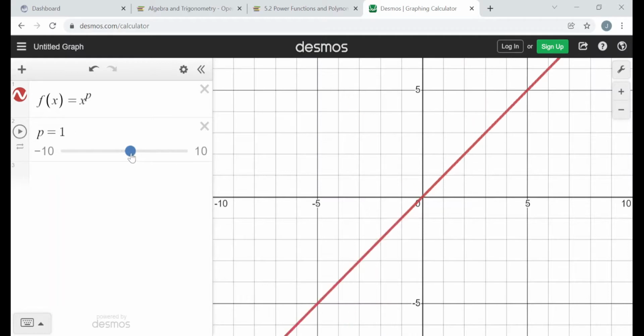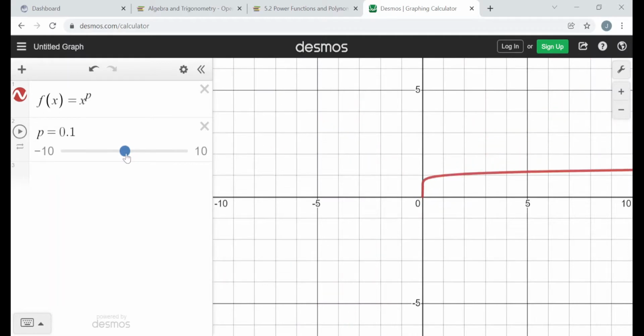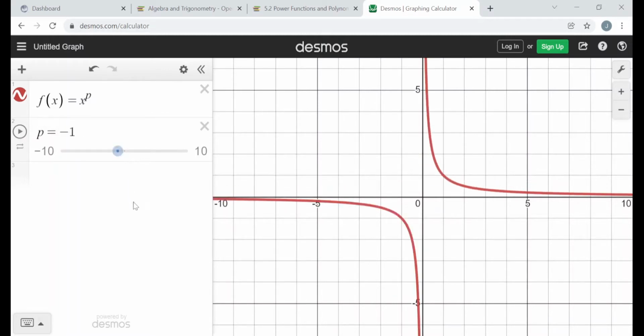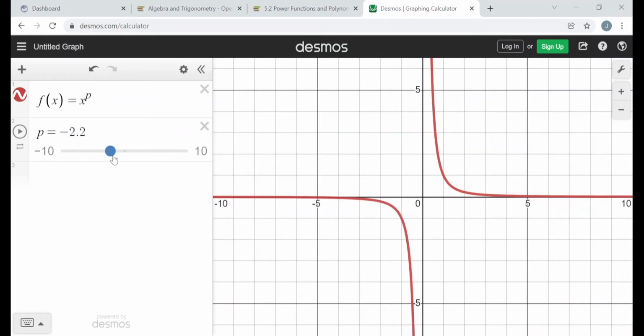And then going backwards, when p is 0, it's just y equals 1, the constant function, I showed you that earlier. X to the 0. And then x to the negative 1 is the reciprocal function, 1 over x. X to the negative 2 is that reciprocal squared, 1 over x squared. And you've seen these graphs before.